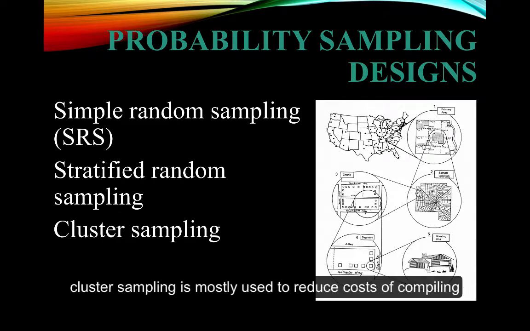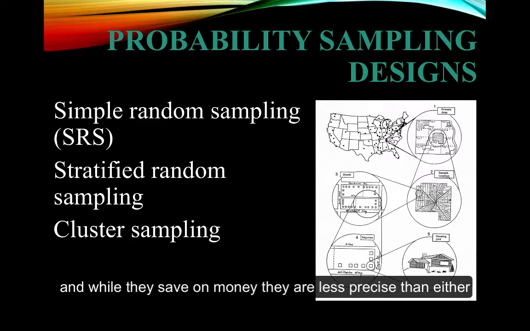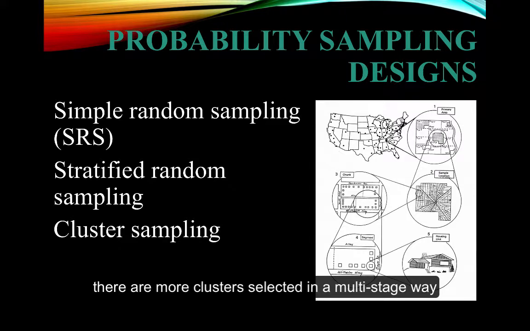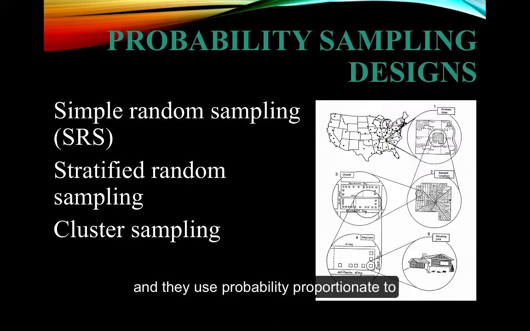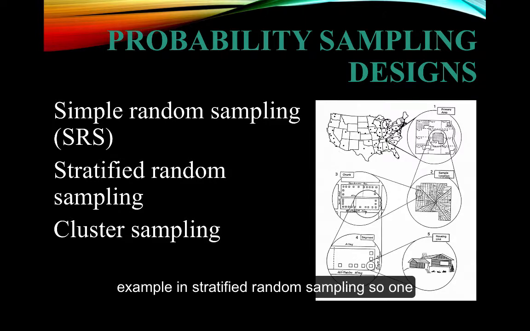So again, cluster sampling is mostly used to reduce costs of compiling a list or reaching widely scattered respondents. While they save on money, they're less precise than either simple random samples or stratified random samples. Usually, to counter this weakness, more clusters are selected in a multi-stage way, and they use probability proportionate to size sampling. That means they can stratify clusters just as we stratified individual units in stratified random sampling.